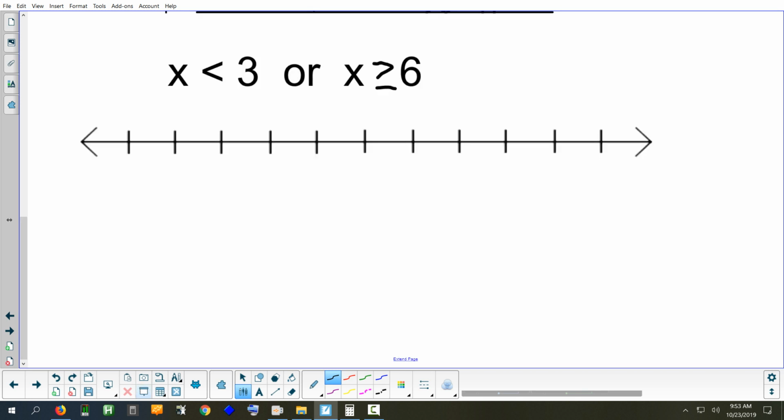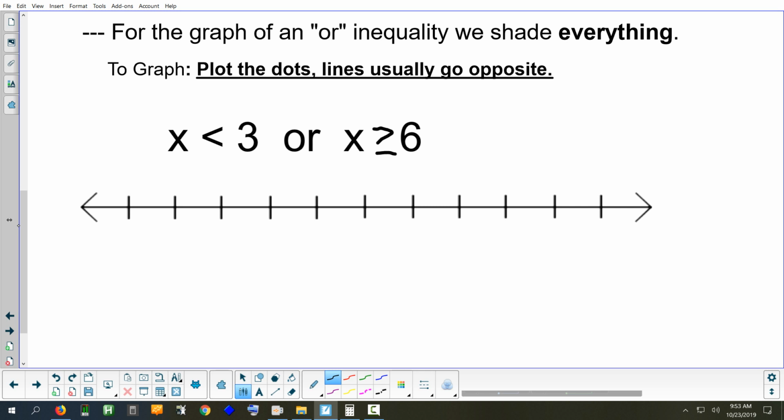Okay. Lucas, what kind of circle on 3? Let's put some numbers in here. What kind of circle on 3? Open. And which way would I shade? Left. Shade all values less than 3. So you're going to shade this way. Do we shade it? Yep, you can actually shade it. With an or, you just shade everything. You don't have to think ahead and be like, okay, this one's going this way and this one's going that way, so I shade between. No, with an or, you just do it right away.